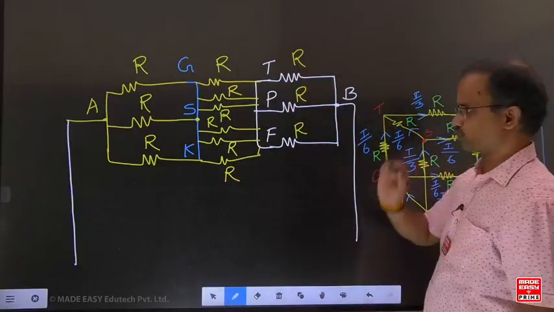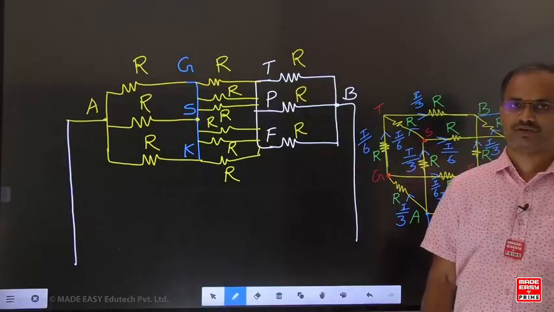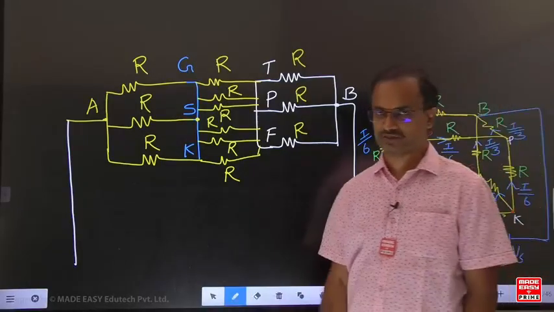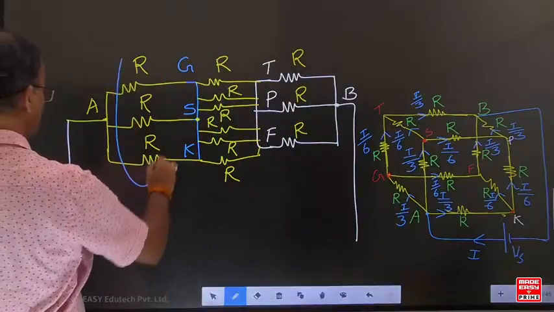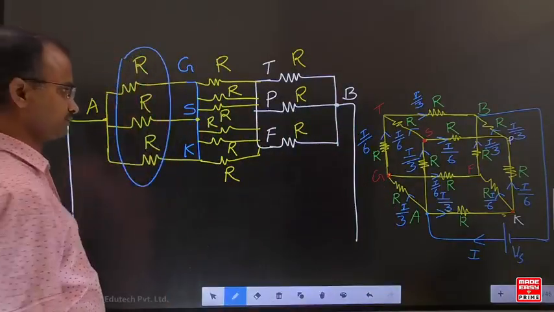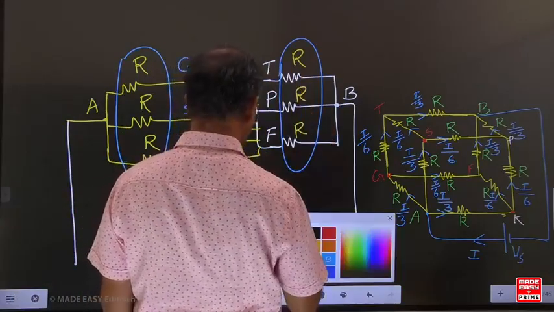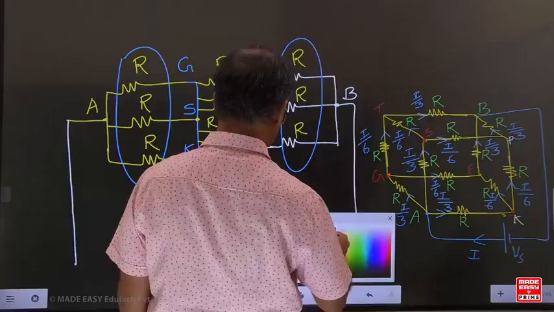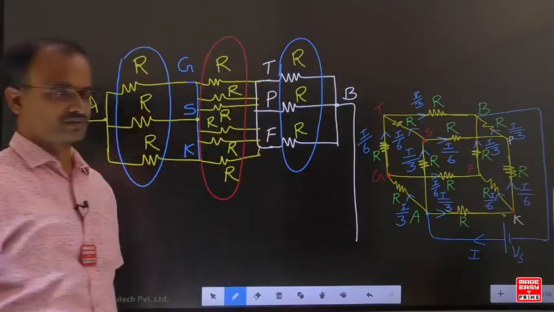Now the same figure, with the help of the application of the equipotential concept, we can draw like this. For this example, these three branches are connected in parallel. Here also, these three branches are connected in parallel. And in this example, the 6 branches are also connected in parallel.